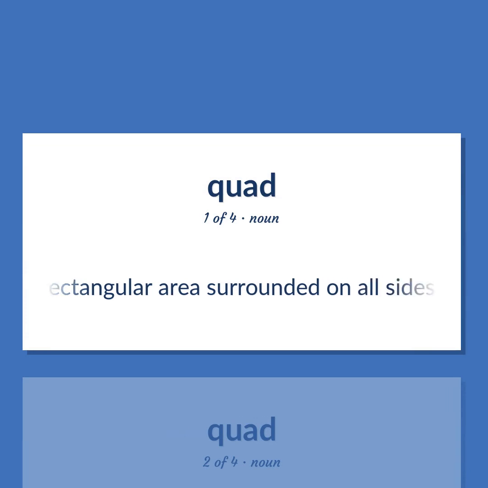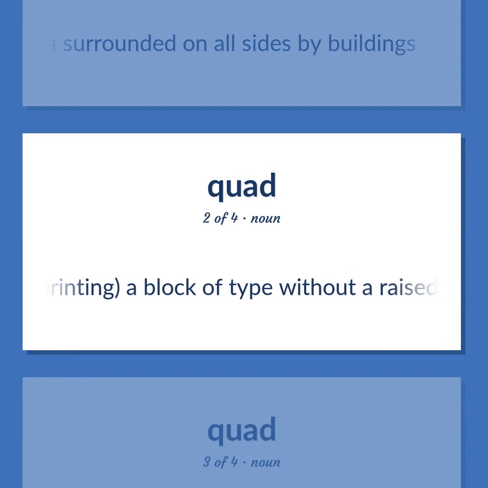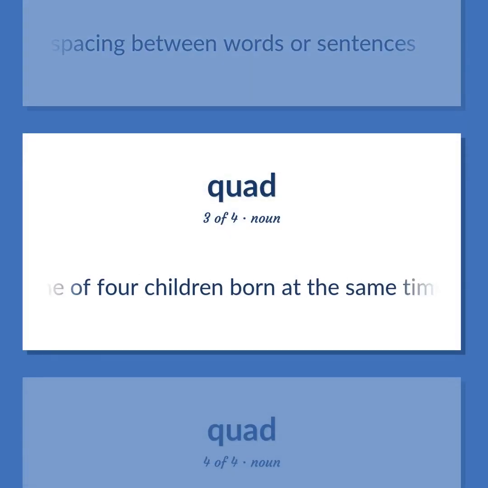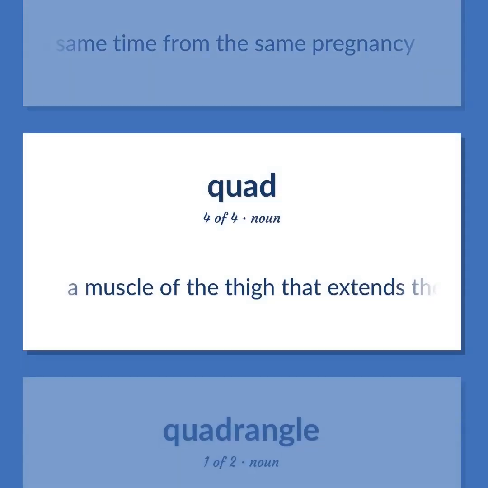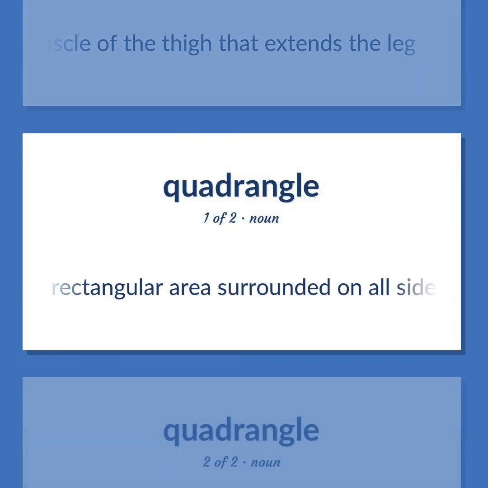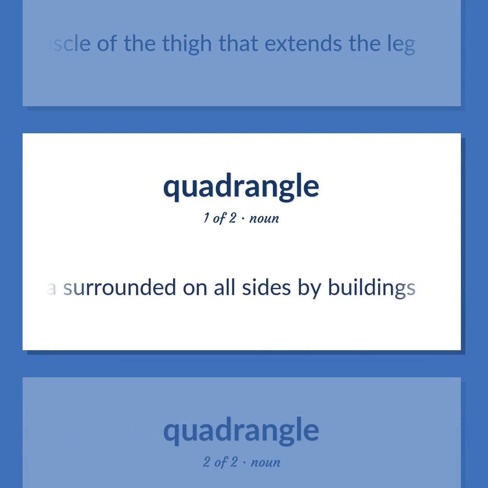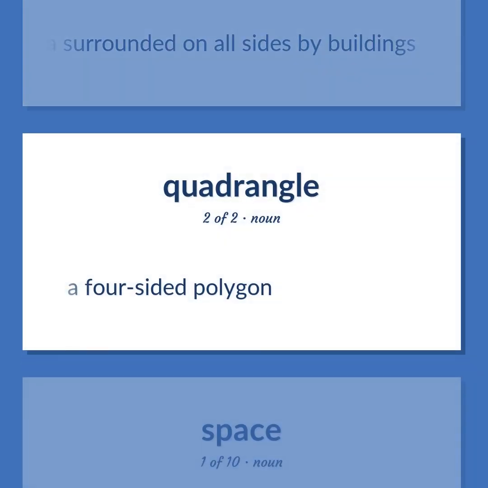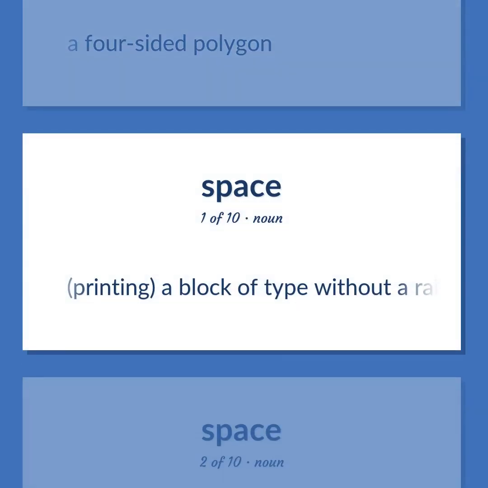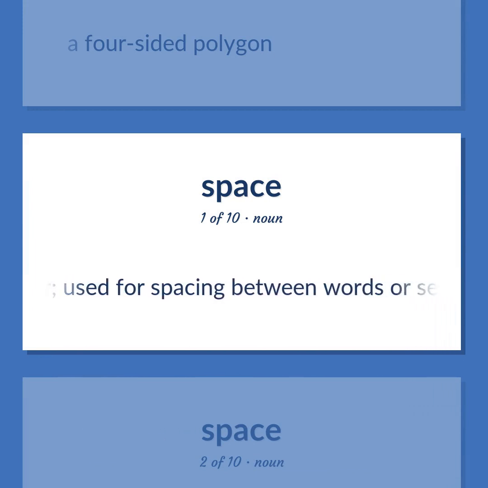A rectangular area surrounded on all sides by buildings. Printing. A block of type without a raised letter, used for spacing between words or sentences. One of 4 children born at the same time from the same pregnancy. A muscle of the thigh that extends the leg. A 4-sided polygon.